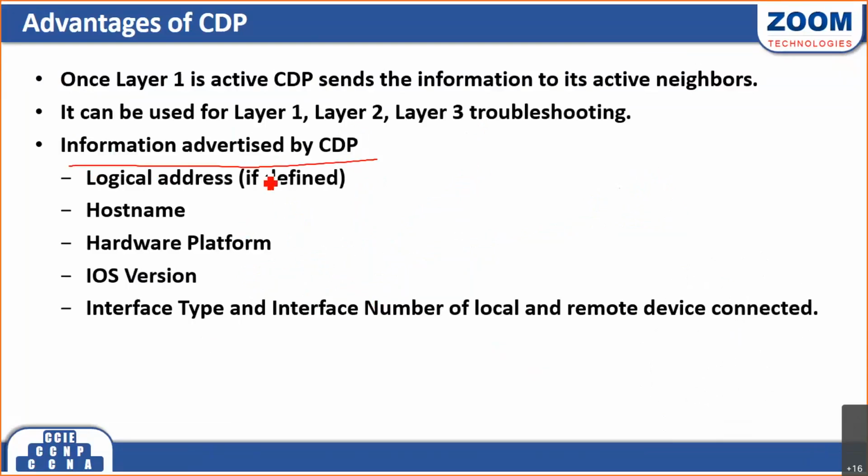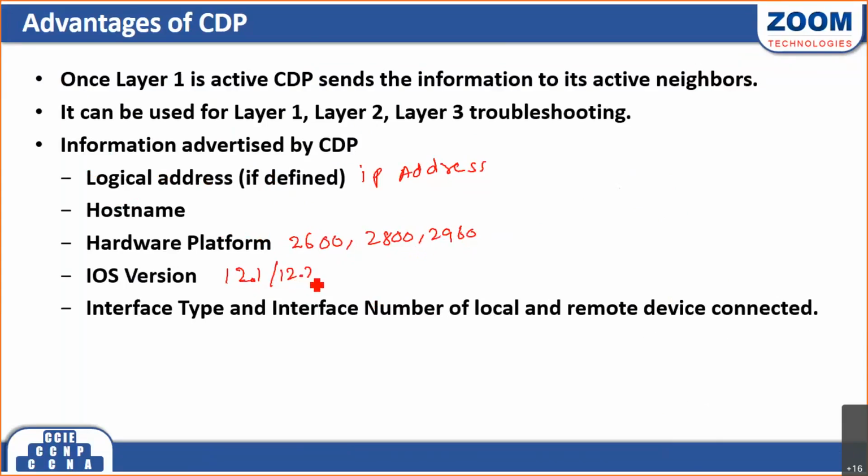Information advertised by CDP: logical address, meaning the IP address if it is configured. Host name of the device. Hardware platform, like whether devices are 2000 series, 2800 series, or 2960. What is the device exactly? That model number you can get. And iOS version, whether it's 12.1, 12.2, or 15.1. Interface type: is the device interface an Ethernet port, a Fast Ethernet, or a Gigabit port? What is the type of port?